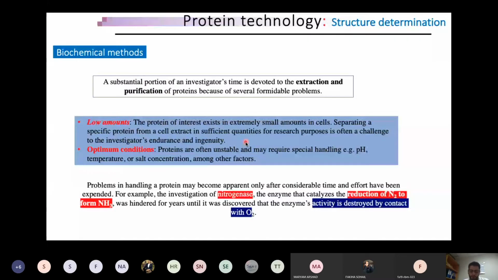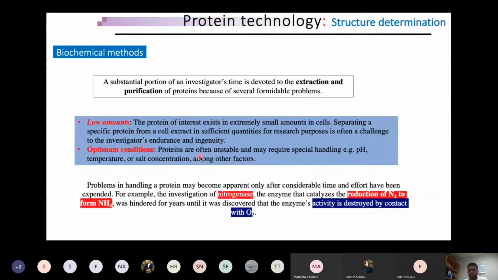And then there is an optimal condition. The second thing, it's not only the amounts which are important when we talk about structural determination. The conditions in which these proteins are working are very important. Now all the proteins have specific conditions. For example, they have specific pH to be alive, they have specific temperature to be working fine, they have specific salt concentration where they are much better than at other salt concentrations. So of course these factors are very important.